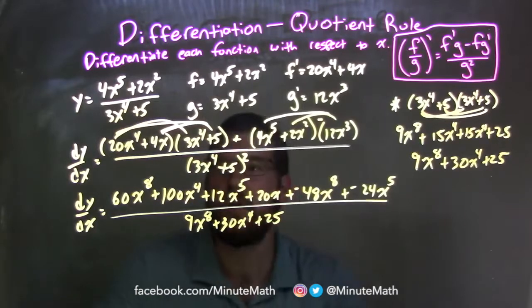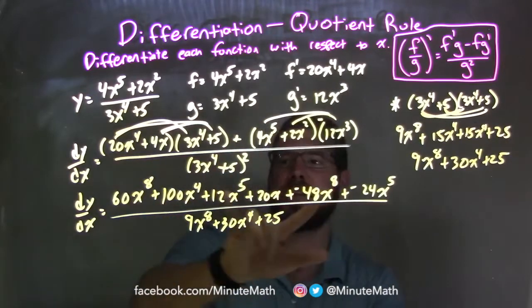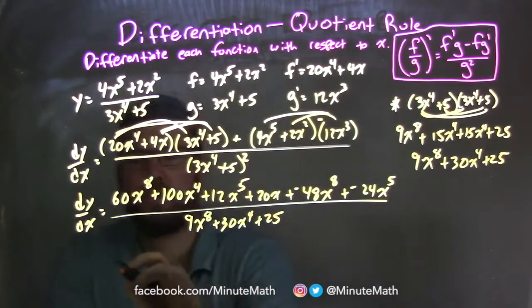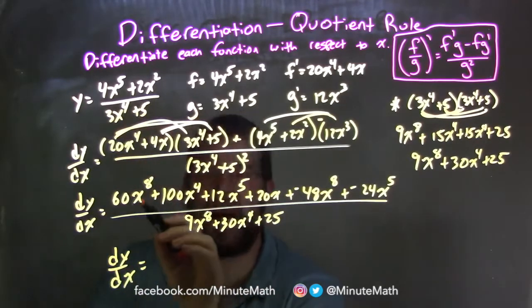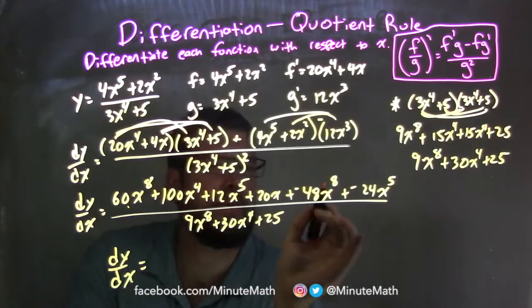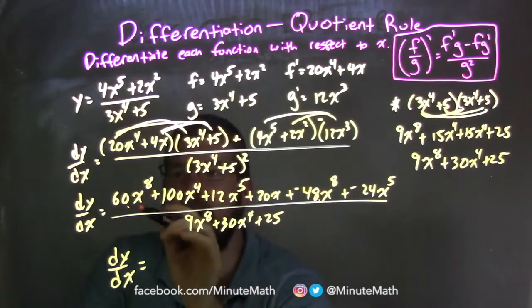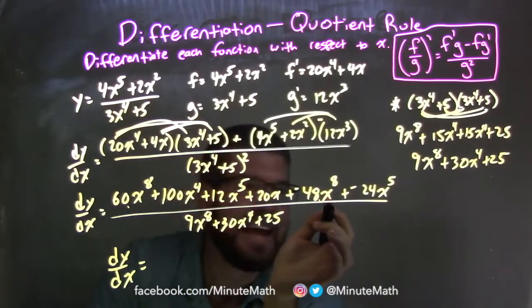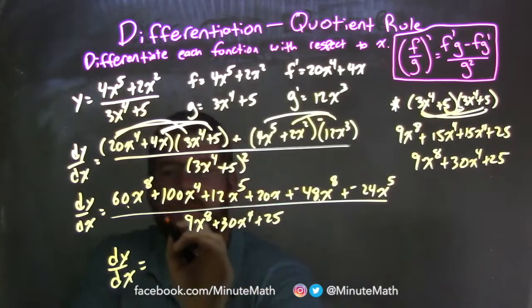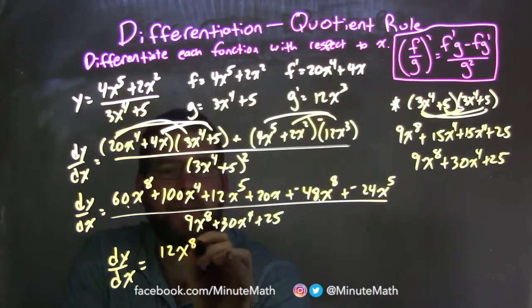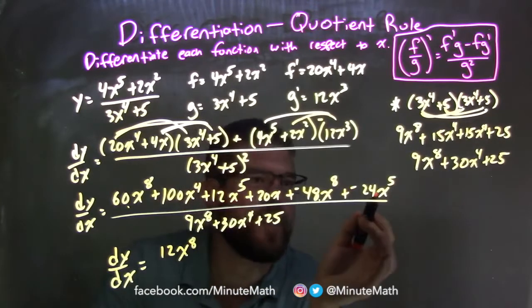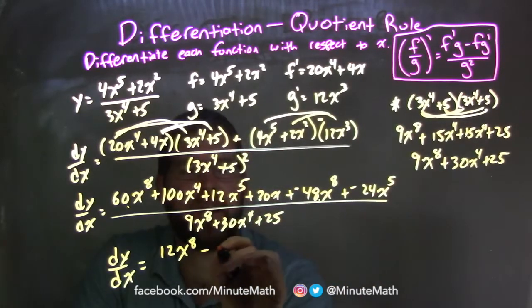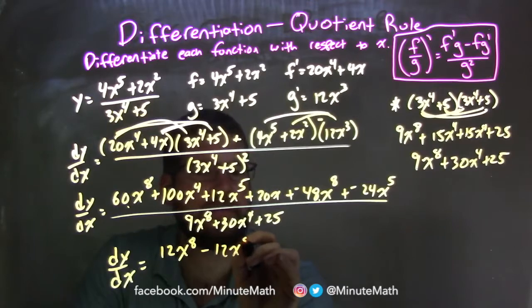Okay, so now let's go simplify. Let's find my like terms and combine them. So we have dy/dx equals, our highest degree I see is the 8th power, so I'm going to combine these two together. 60 minus 48 is 12, so we have 12x to the 8th power. Next highest degree I see is to the 5th power. 12x to the 5th minus 24x to the 5th is a negative 12x to the 5th.